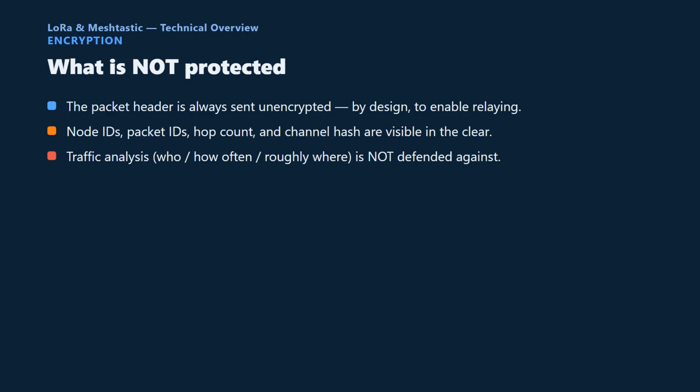What is deliberately left unprotected? Meshtastic's documentation states plainly that the packet header is always sent unencrypted so that a relaying node can route a packet it cannot itself decrypt. That means node identifiers, packet IDs, hop count, and channel hash are visible in the clear to any listener, even when the payload is encrypted. Traffic analysis, who is talking to whom, how often, and roughly where via signal strength, is not defended against by this encryption model at all. That is a real documented gap, not an oversight I am inferring.